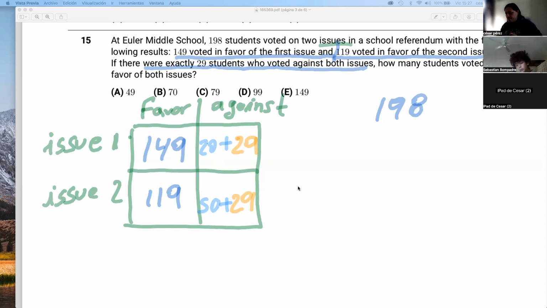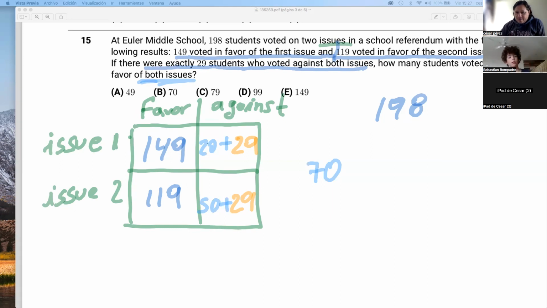Do you agree with this? Okay. So we will have 70 students that voted at least in favor. Those 20 voted in favor of the second issue, and those 50 voted in favor of the first issue. And we will need to find how many voted in favor of both issues. Okay?